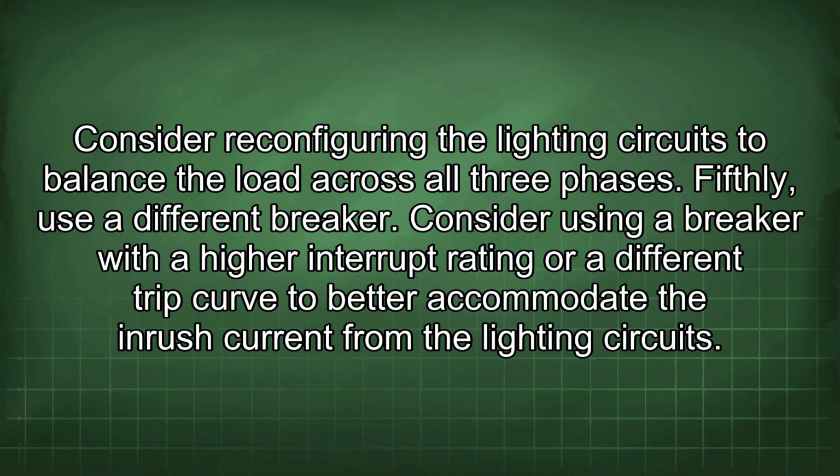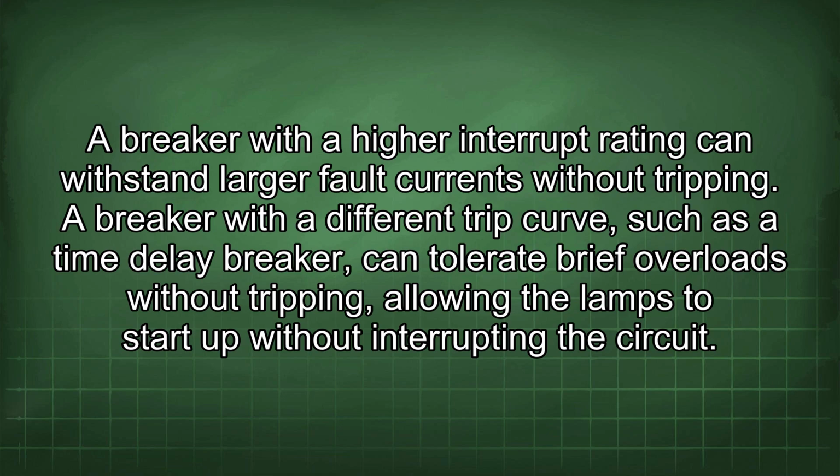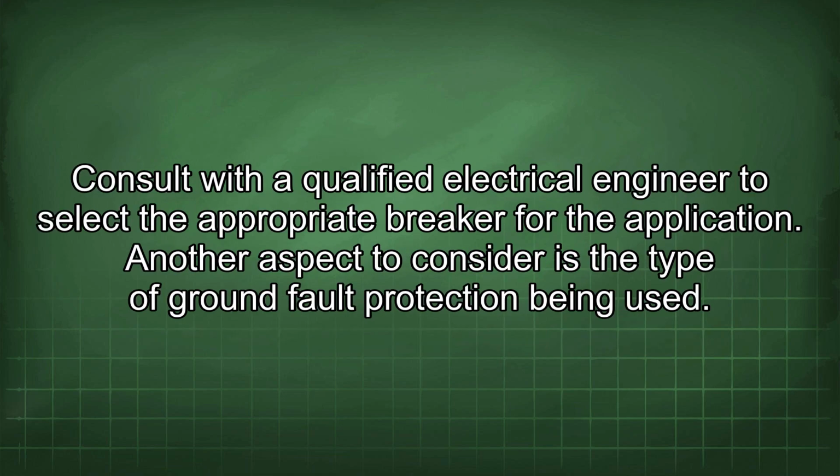Consider using a breaker with a higher interrupt rating or a different trip curve to better accommodate the inrush current from the lighting circuits. A breaker with a higher interrupt rating can withstand larger fault currents without tripping. A breaker with a different trip curve, such as a time delay breaker, can tolerate brief overloads without tripping, allowing the lamps to start up without interrupting the circuit. Consult with a qualified electrical engineer to select the appropriate breaker for the application.